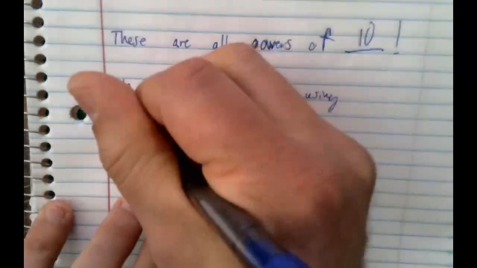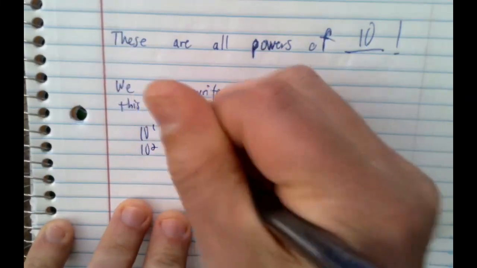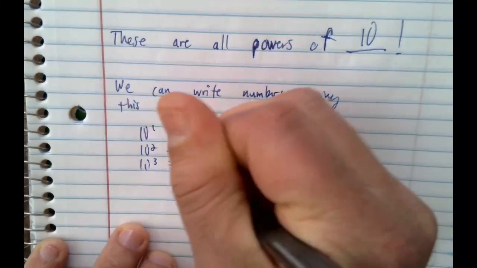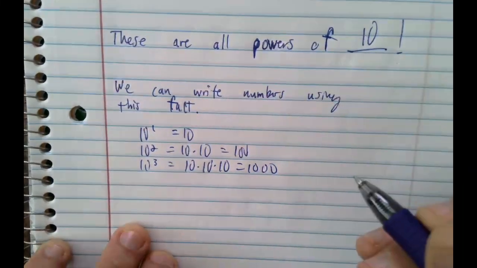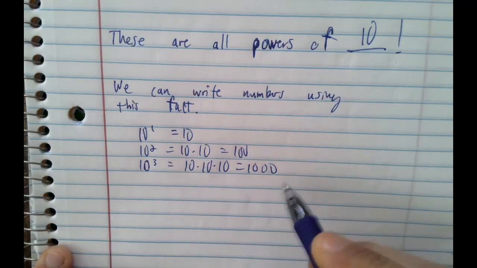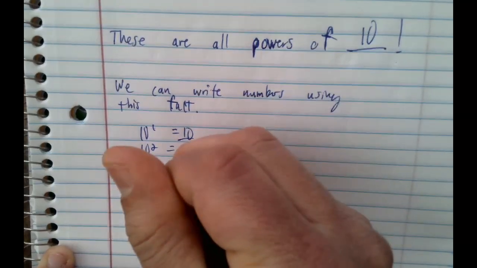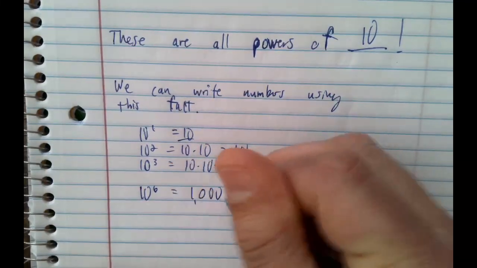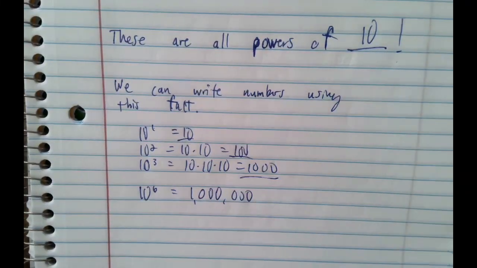For example, 10 to the first is 10. 10 to the second is 10 times 10, or 100. 10 to the third is 10 times 10 times 10, or 1,000. So you see the pattern here. The exponent actually lines up with the number of zeros in the value. So if I ask you, what is 10 to the 6th equal to? You would simply write a 1 and 1, 2, 3, 4, 5, 6 zeros. And then identify the number as 1,000,000.